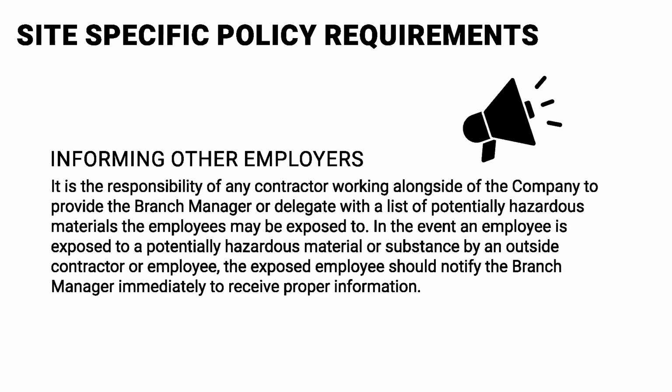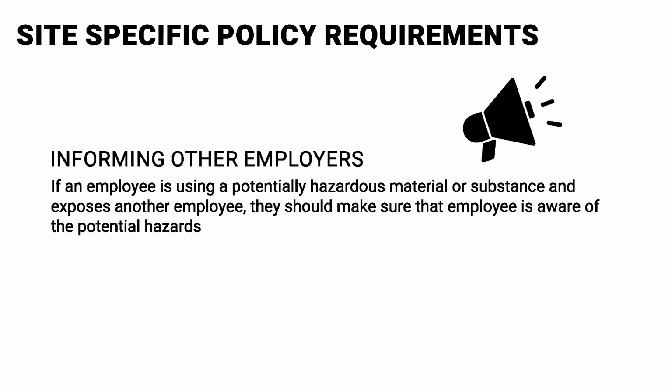It is the responsibility of any contractor working alongside of the company to provide the branch manager or delegate with a list of potentially hazardous materials the employees may be exposed to. In the event an employee is exposed to a potentially hazardous material or substance by an outside contractor or employee, the exposed employee should notify the branch manager immediately to receive proper information. If an employee is using a potentially hazardous material or substance and exposes another employee, they should make sure that employee is aware of the potential hazards.